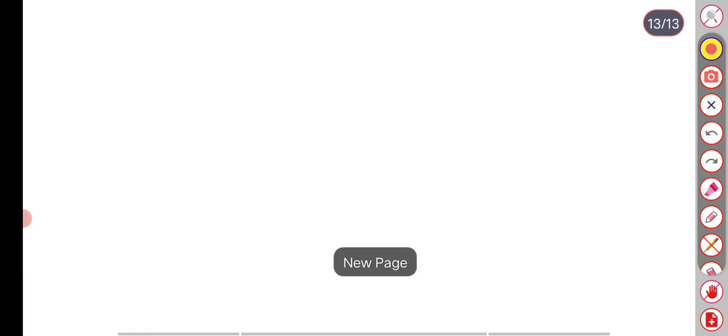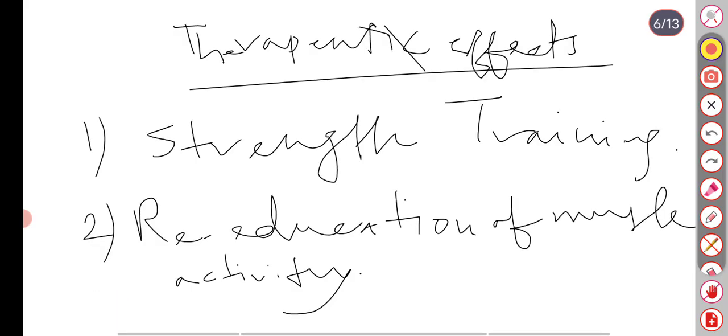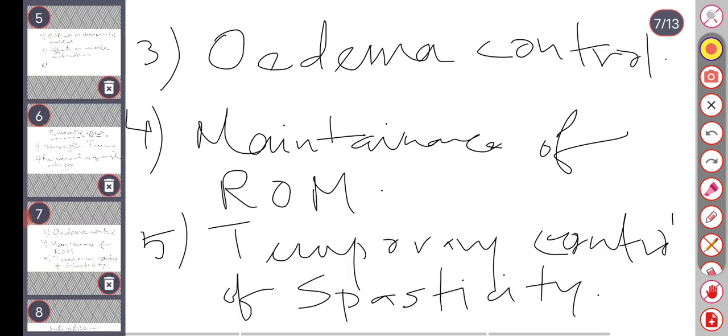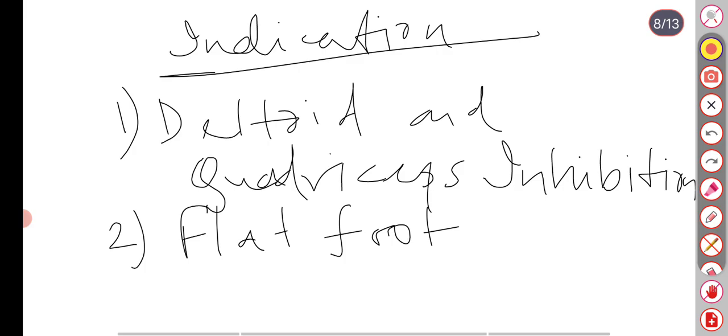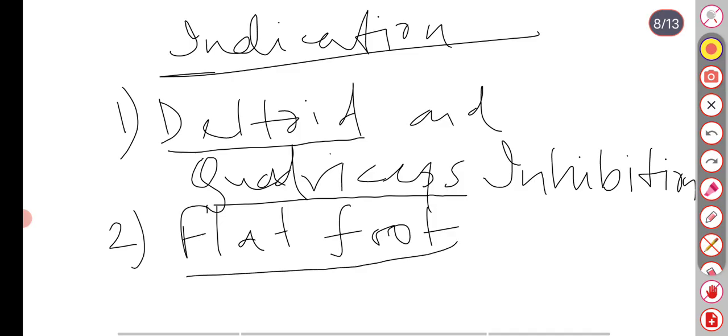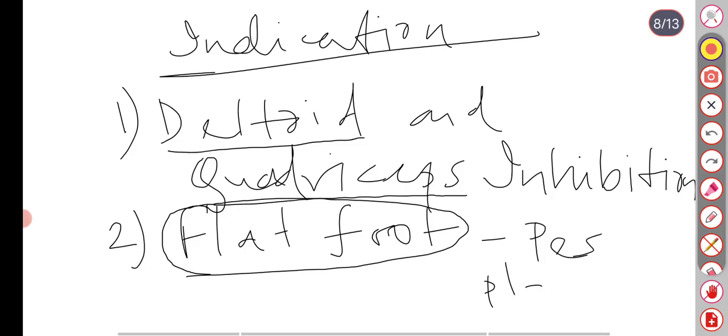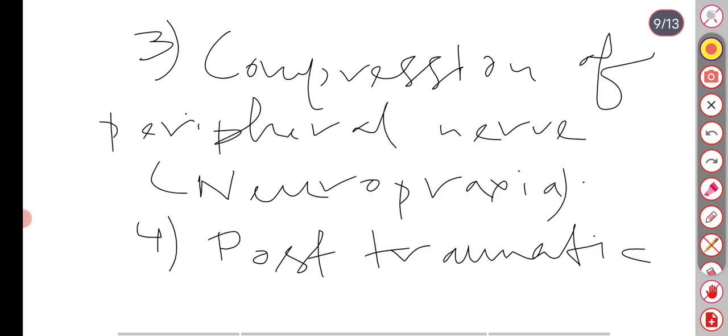Okay, so these are the basic indications of the FARADIC type of current. Number 1 is deltoid and quadriceps inhibition. Where there is inhibition of the deltoid and quadriceps muscles, we can use the FARADIC type of current. Next one is flat feet. It is also known as pes planus. The feet is flattened. Next one is compression of the peripheral nerve. Any compression, either in the brachial plexus or in the distal portion, is known as neuropraxia.